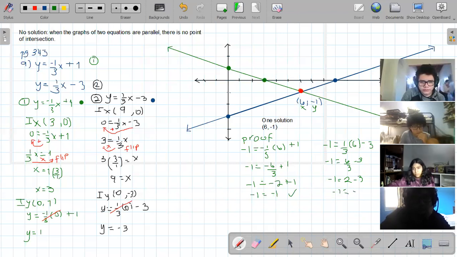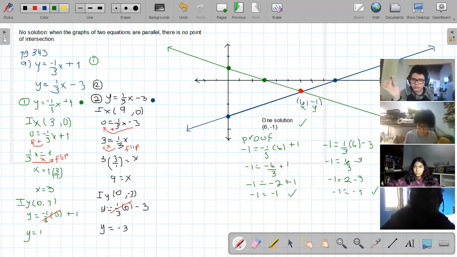Is -1 equal to -1 in here? Yes. So it is true on both. So yes, we know that this is correct. We do have one solution, and the solution is the ordered pair (6, -1). And that's how we solve a system by graphing. Questions?